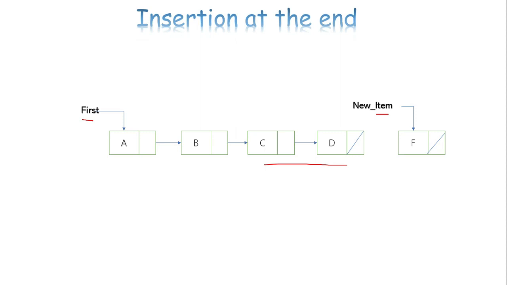To do that, we need help from another pointer. In this case, I'm using current. So I will assign current to point to the first node, the node that is pointed to by first. And then I will keep on telling current to move to the next node until it finds null. So the current will go to the next like this, and then it will check. If it's not null, it will keep on going. It's not null, it will keep on going. Once it finds the null, it means the current is in the last node. Now we are ready to tell this current to link to the new item like this.